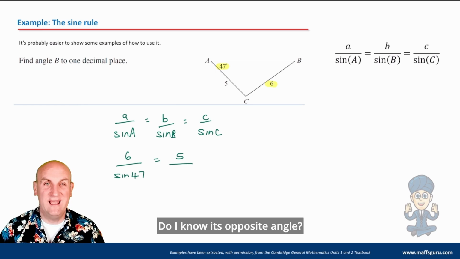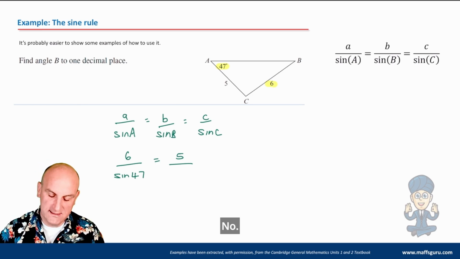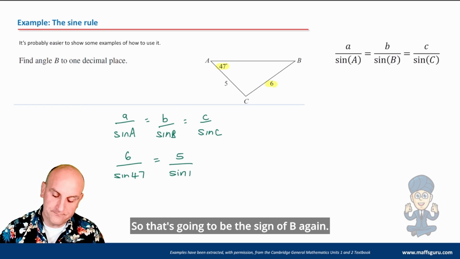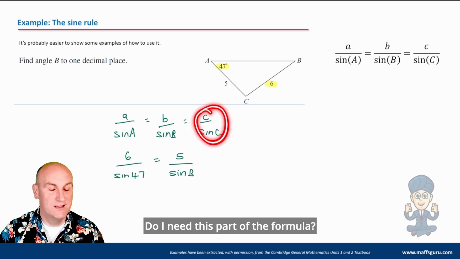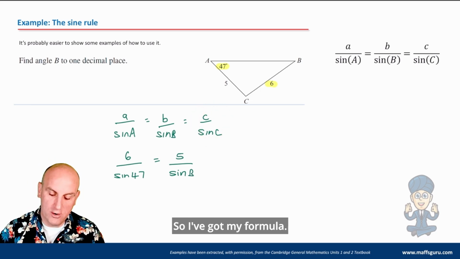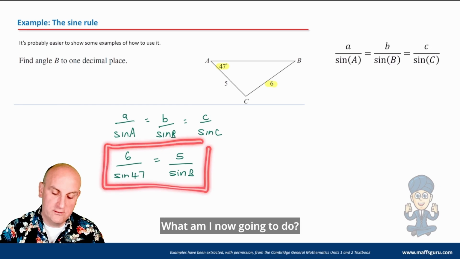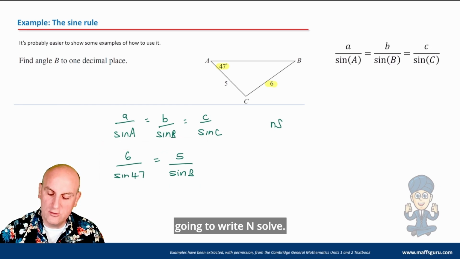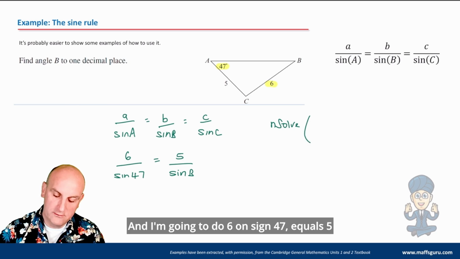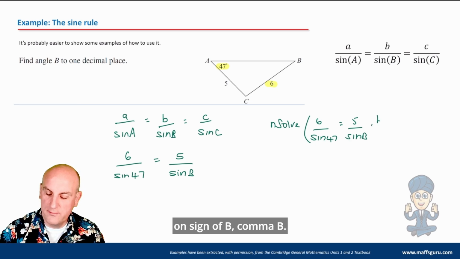Do I know its opposite angle? No. So that's going to be the sine of B again. Do I need this part of the formula? Nope. And there we go. So I've got my formula. What am I now going to do? Well, once again, I'm going to write nSolve. And I'm going to do 6 on sine 47 equals 5 on sine of B, comma B.